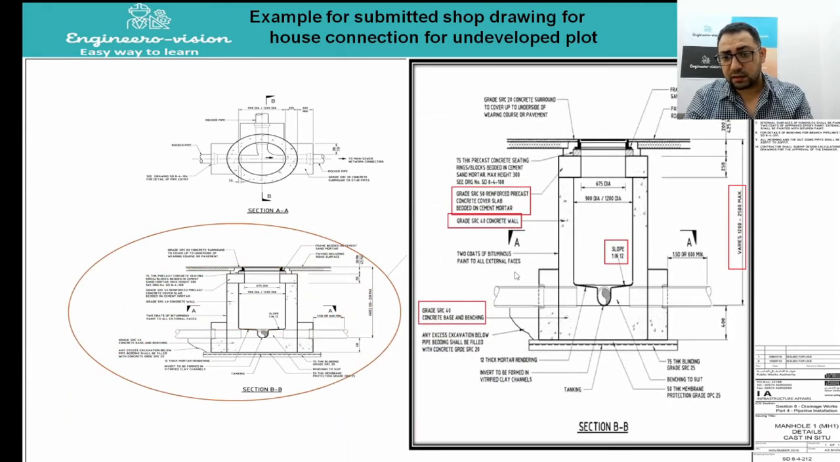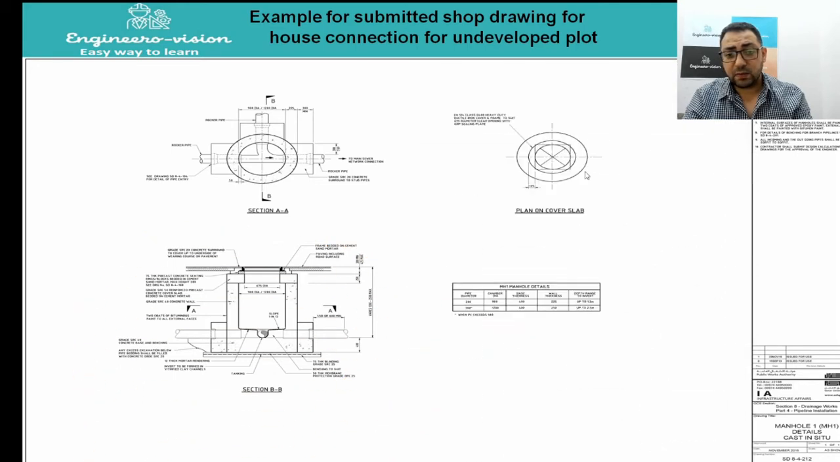As we can see here, the concrete wall and the concrete base are SRC 40, and the benching as well here is SRC 40, and the slope is 1 to 12. There is also cover slab, and there are seating rings, there are DI cover and frame.